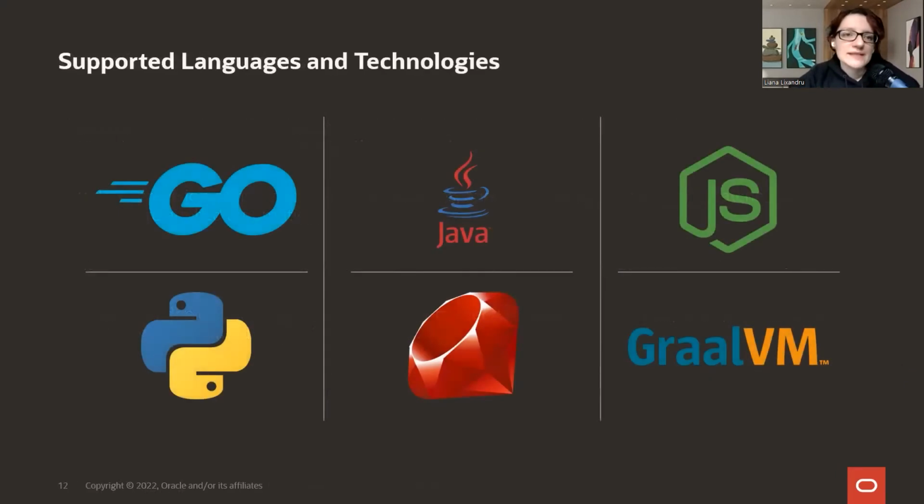So these are the supported languages and technologies. This list may evolve in the future, but for now, the main languages that we support are Go, Java, Node.js, Python, Ruby, and of course, we support building images, especially native images, with GraalVM.